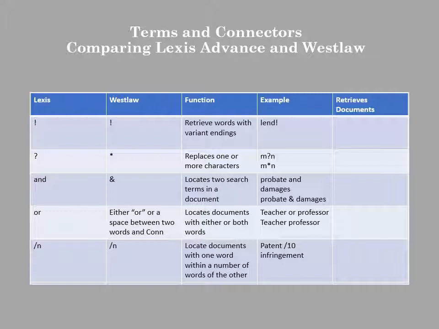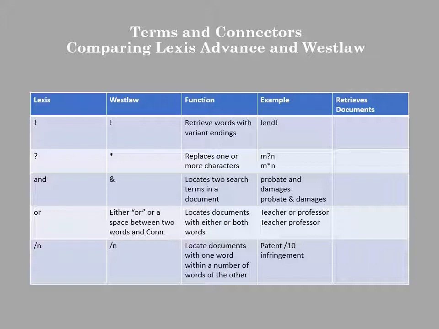But you could find things with lend, lends, lending, lenders, anything that is L-E-N-D and then other letters. So you can put an exclamation point on that, and Lexis and Westlaw will both go then and search for any word where the first 4 letters are lend and then anything afterwards.